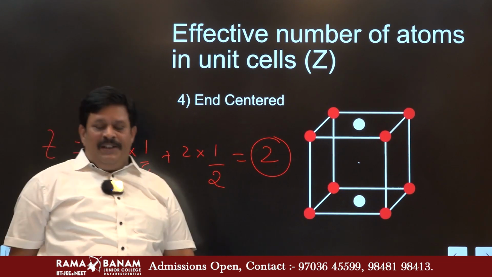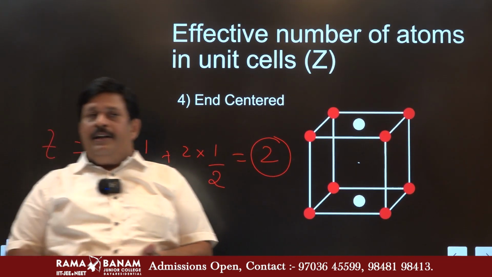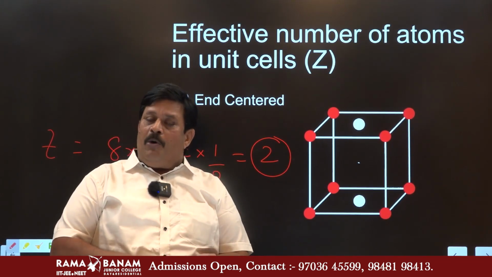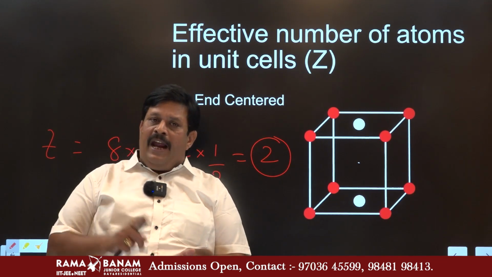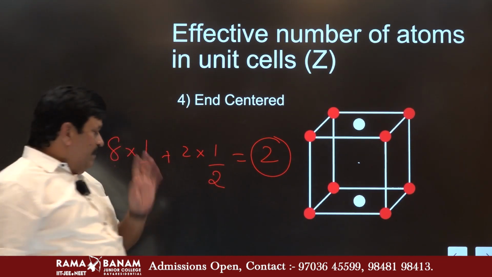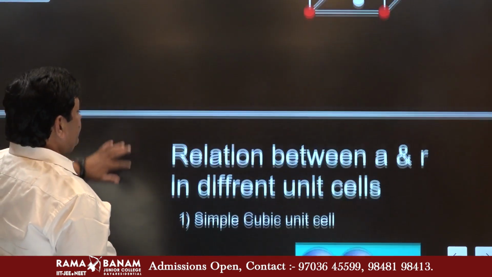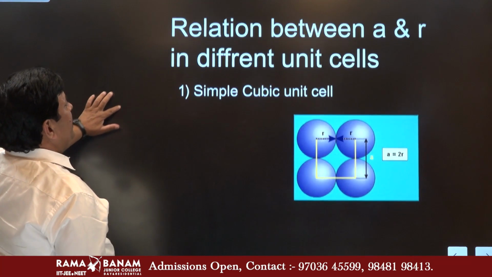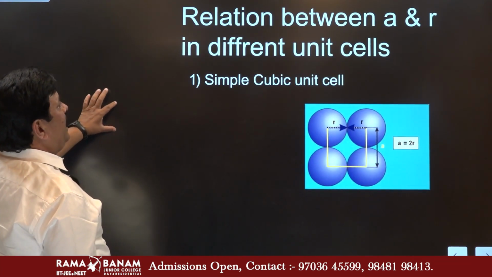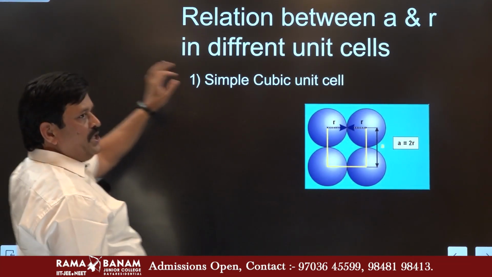So what we completed so far: types of unit cells, lattice points, types of unit cells and the effective number of atoms in different unit cells. Now coming to the relation between a and r in different unit cells. So this is the most important part.